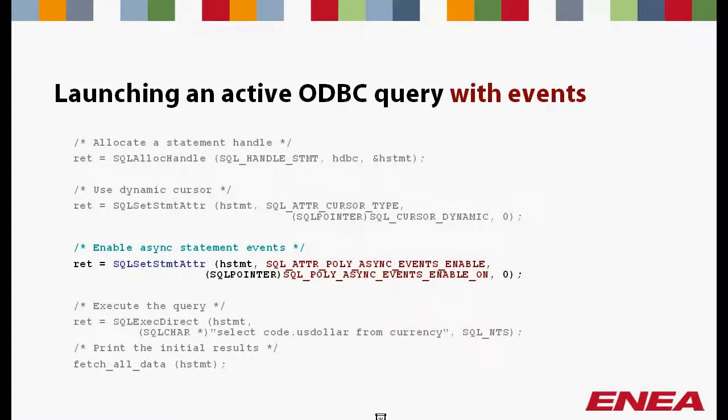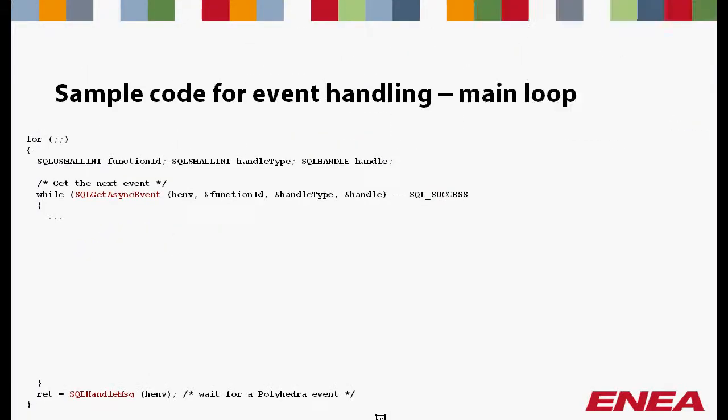Having launched the active query and processed the initial result sets, we're now in position to have a look at the main loop, which will handle events. Let's build this up gradually. There will be a for loop. Inside that for loop, we will be calling an inner loop which will process all the outstanding events.